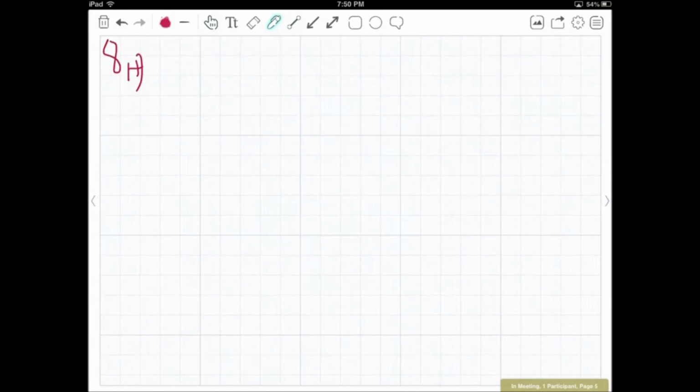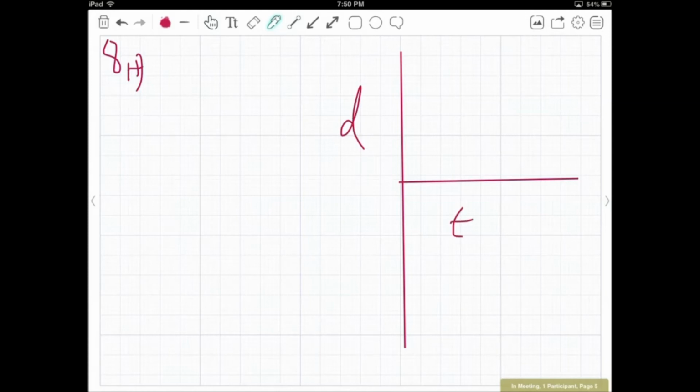8H, the last graph, is a position time graph that looks like this. Alright. It's curving, so the first thing we're going to write is that the object is accelerating.